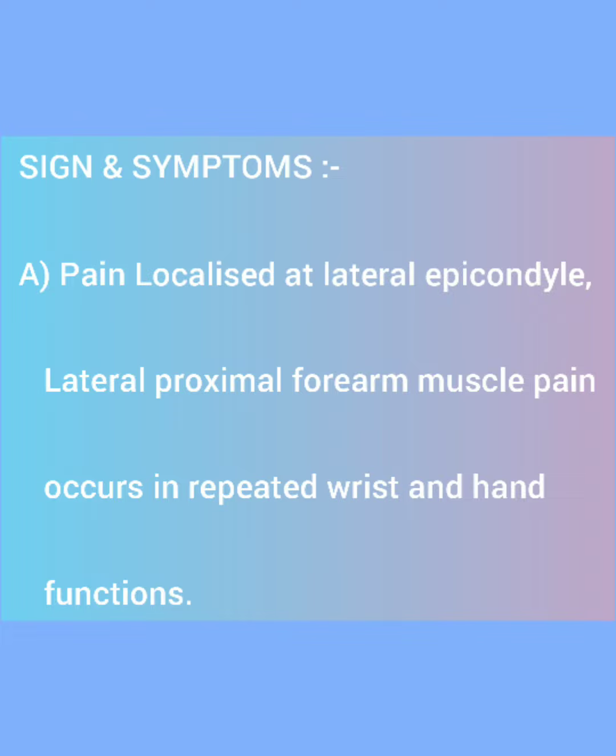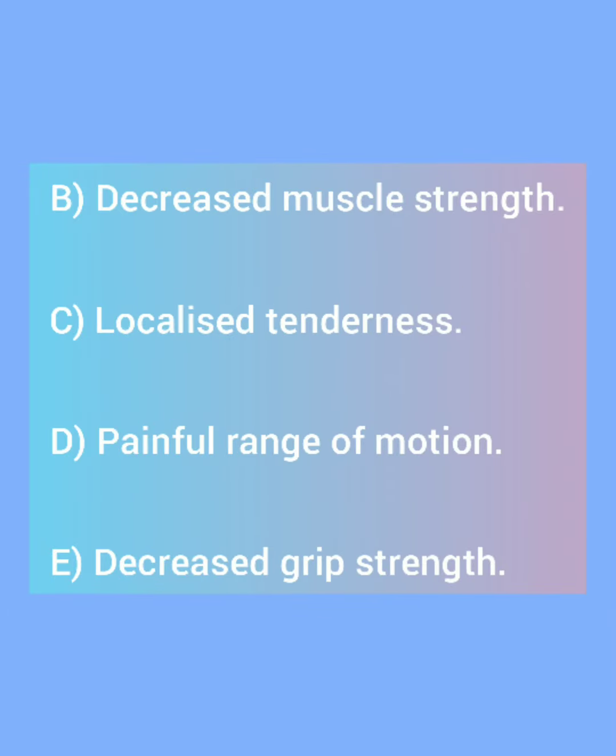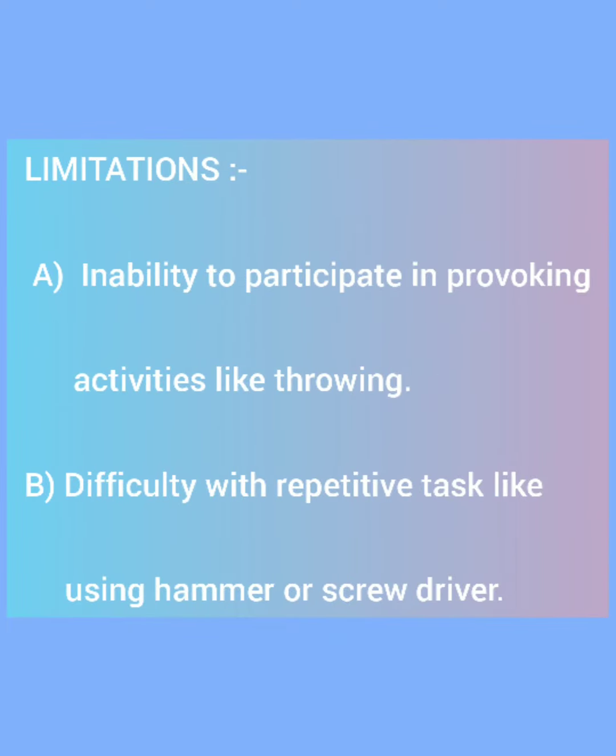The signs and symptoms. First, pain localized at the lateral epicondyle. Lateral proximal forearm muscle pain occurs in repeated wrist and hand functions. Second, decreased muscle strength. Third, localized tenderness. Fourth, painful range of motion. Fifth, decreased grip strength.